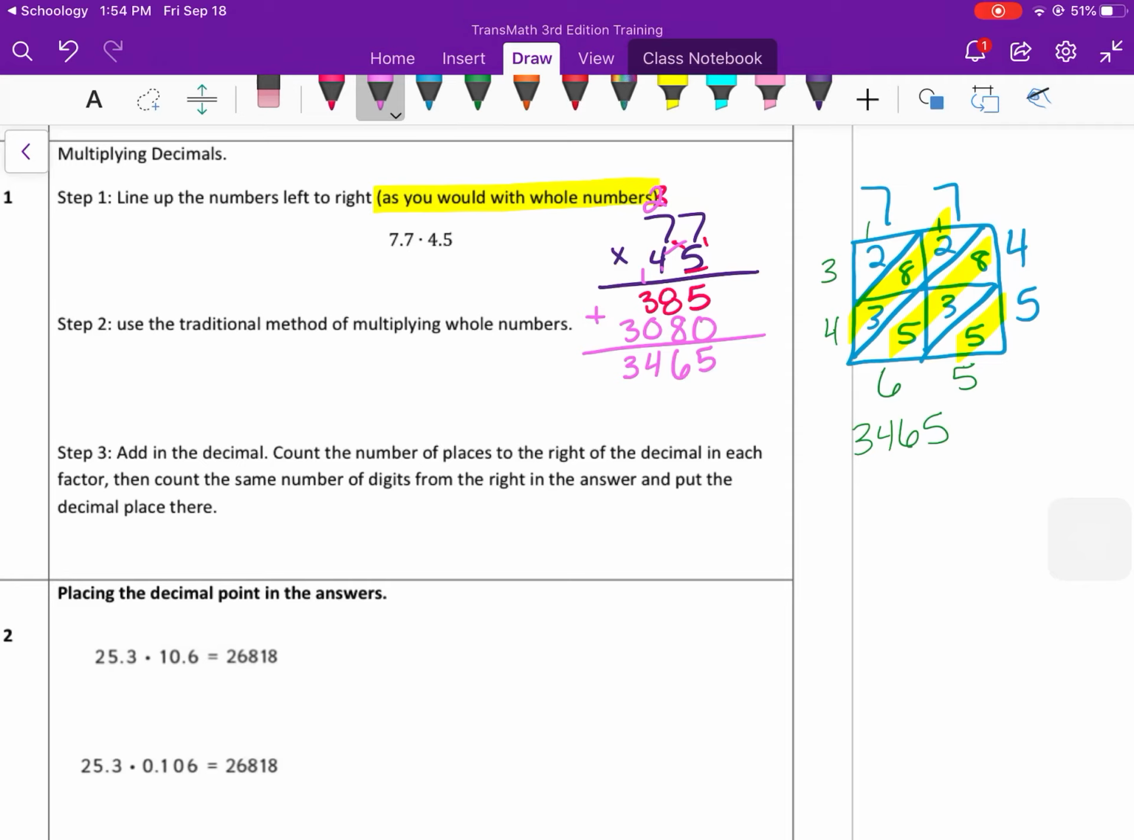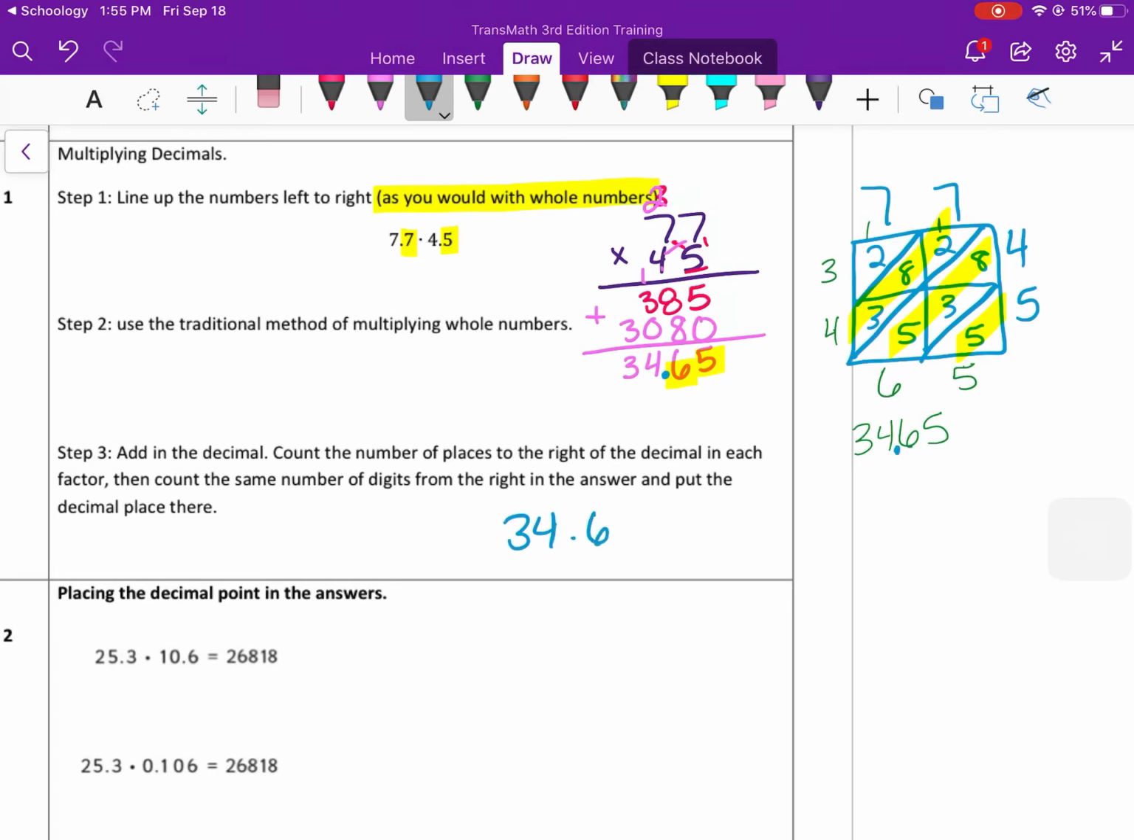Then for multiplying decimals, the last step is to add in the decimal. So you count the number of places to the right of the decimal in each factor, then count the same number of digits from the right in the answer. So what that means is that I have 1, 2 numbers behind the decimal point in my original question. So the answer has to have 2 numbers behind the decimal. So I put the decimal right there.